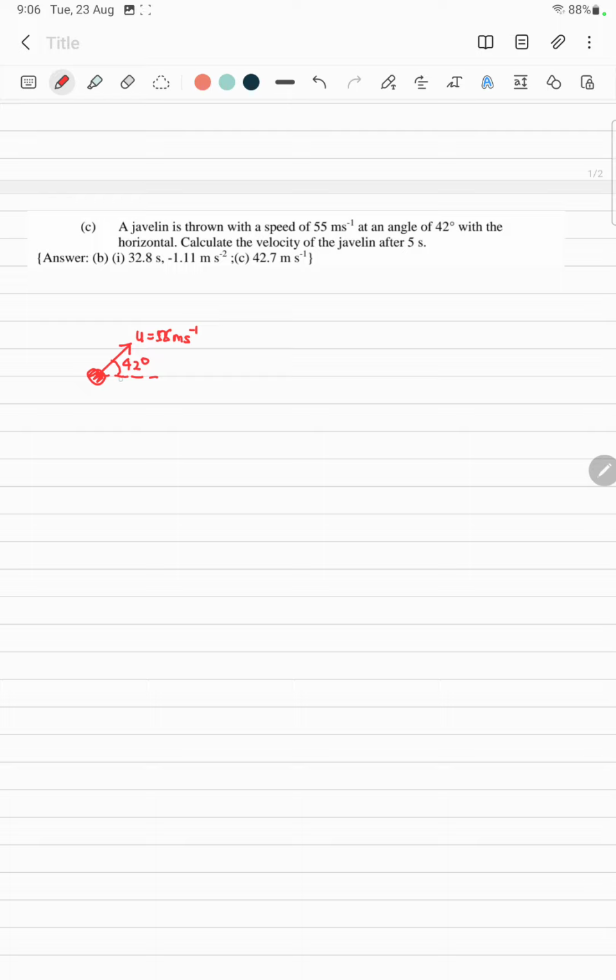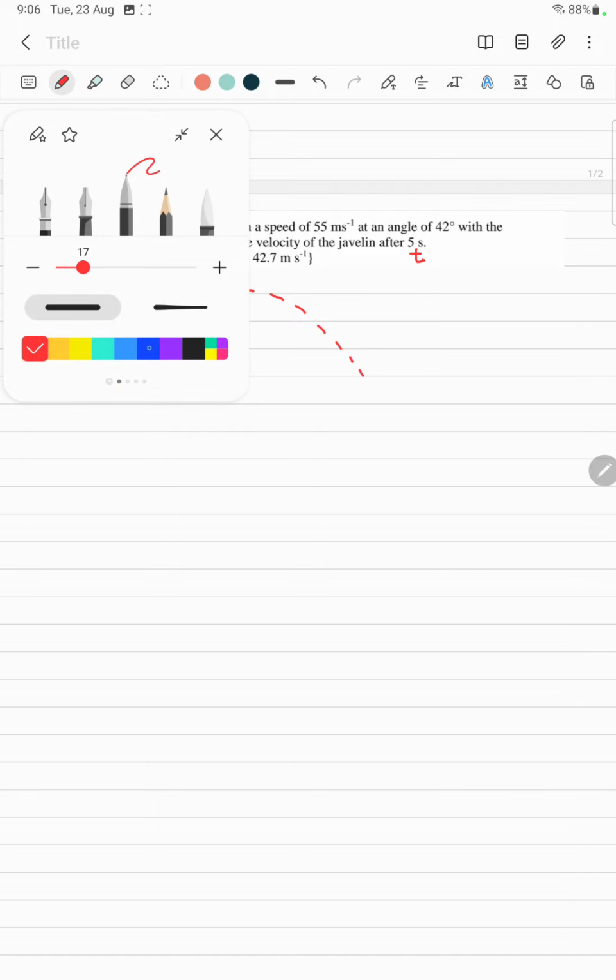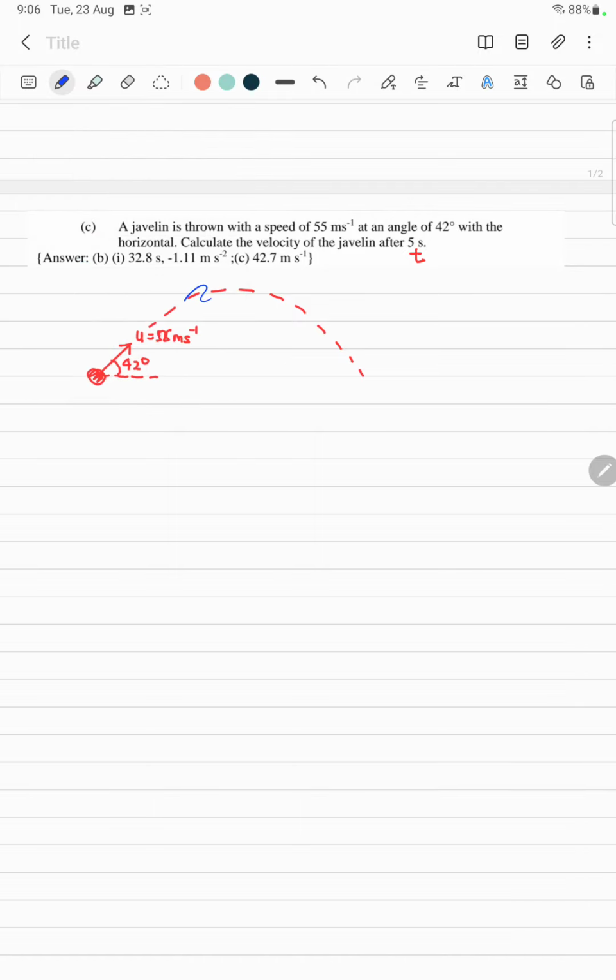So since we launch it at an angle, we understood it will perform projectile motion. Okay, it will do projectile motion. So we want to find the velocity of the javelin after time 5 seconds. Okay, so after time 5 seconds, let's say the javelin is here. After time 5 seconds, we want to find the final velocity at time 5 seconds.